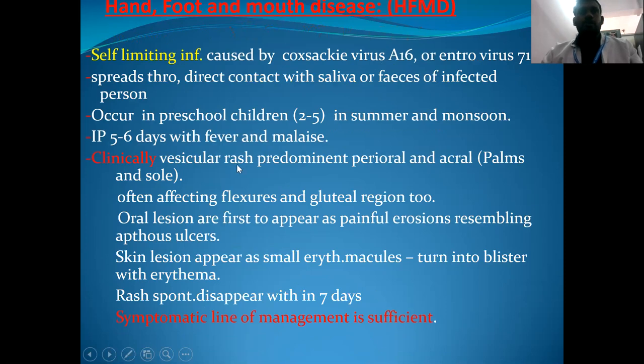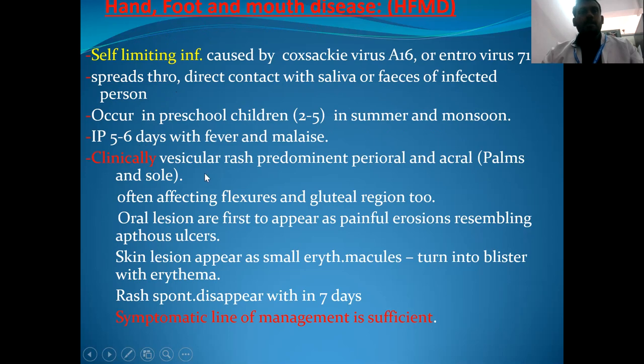Then one more important viral skin infection is hand, foot and mouth disease. It's a self-limiting infection which is caused by coxsackievirus A16 and enterovirus 71. It spreads through direct contact with saliva or feces of an infected person. It occurs in preschool children, predominantly in summer and monsoon, and it will present with 5 to 6 days of fever and malaise.